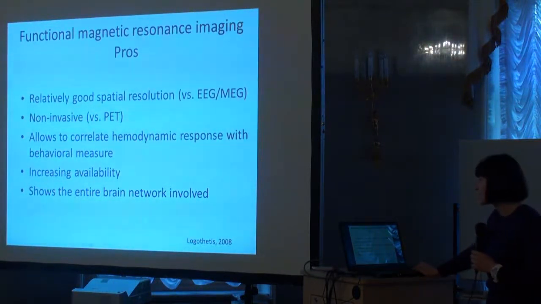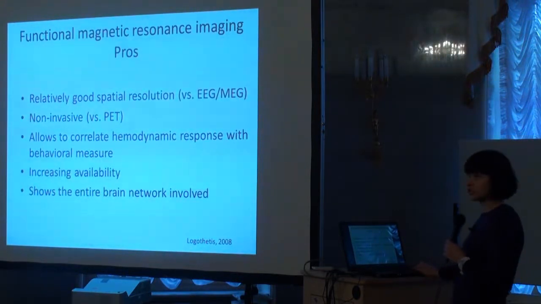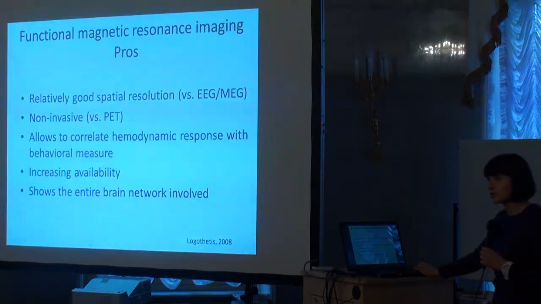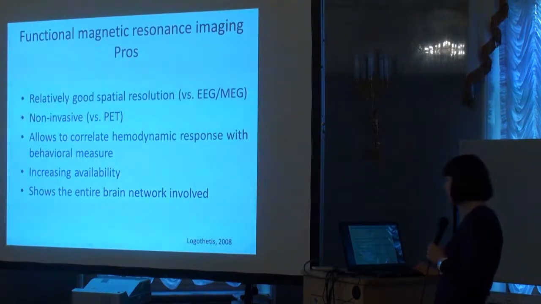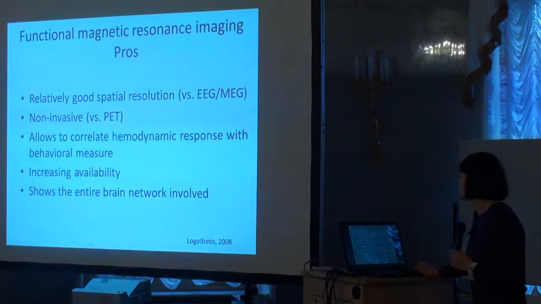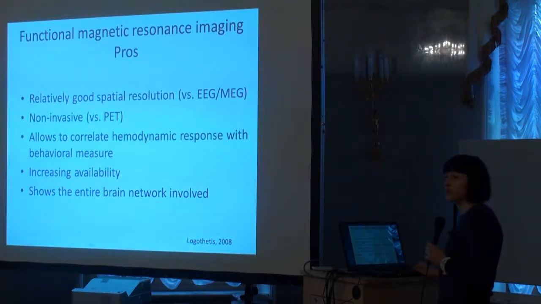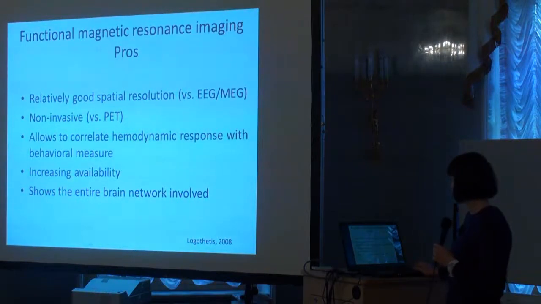fMRI has a relatively good spatial resolution, up to millimeters, in contrast to EEG or MEG, where the localization task is not fully resolved at the moment. It is non-invasive, in contrast to positron emission tomography. It allows us to correlate hemodynamic responses with behavioral measures, because we can divide behavioral responses into correct and incorrect trials and see what the brain reaction is in each case. This is because we can do event-related fMRI. We'll talk about it later.